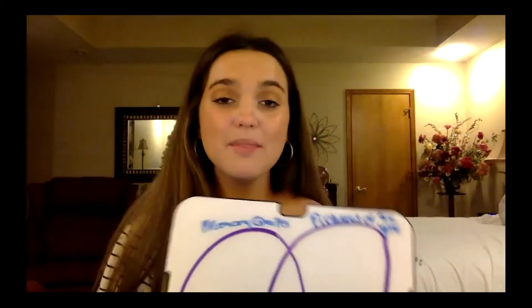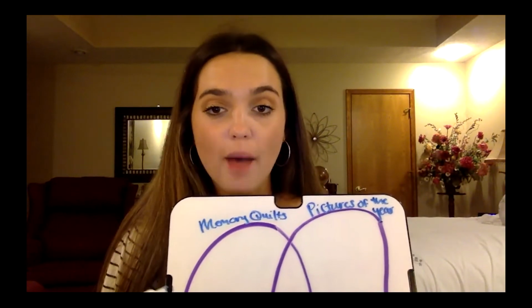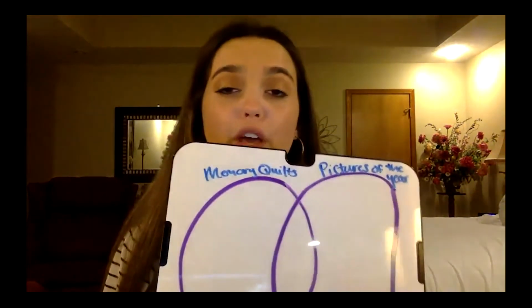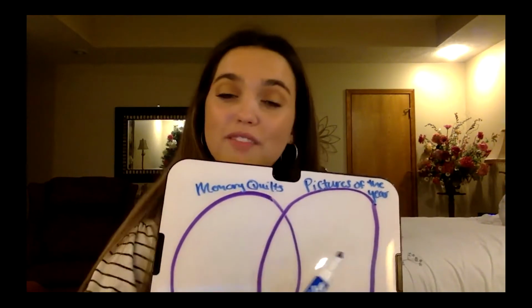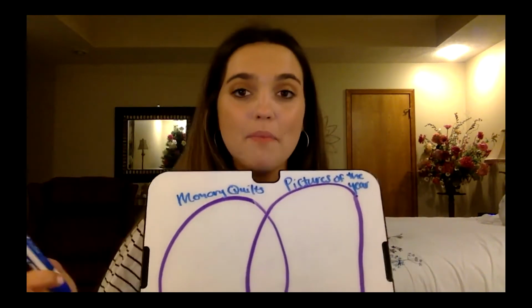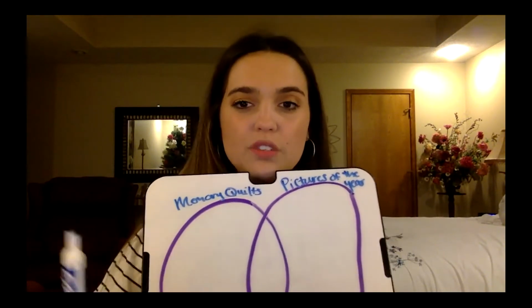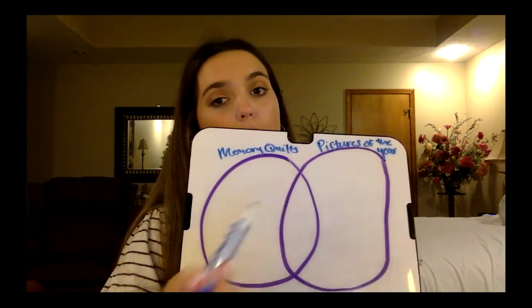But if there were some details that were just unique to one topic, like for example, with the memory quilts, for the picture of the year, they were not creating a blanket or something they were not creating something that could be used like a piece of furniture. So we could write quilt or blanket was made because they didn't do that there. Maybe you guys have used Venn diagrams before, or maybe you haven't, but they're such a great way to really write down in detail what you know and just document that. So we are going to go ahead and get started with that.